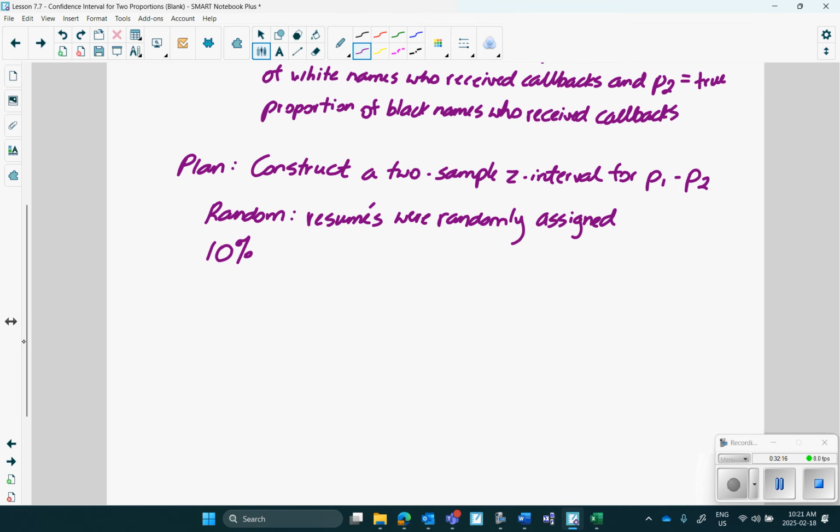So we don't need to verify 10%, because it was an experiment. I talked about that before. Whenever it's an experiment, you don't need to verify 10%. Otherwise, you'd have to say, is the sample size for the first group less than 10% of all in that population, and is the sample size for the second group less than 10% of all in that population?